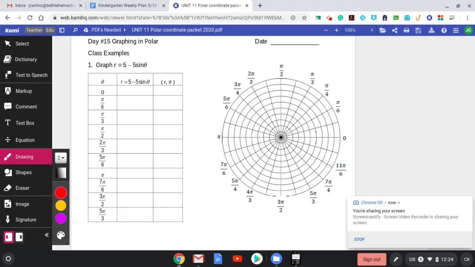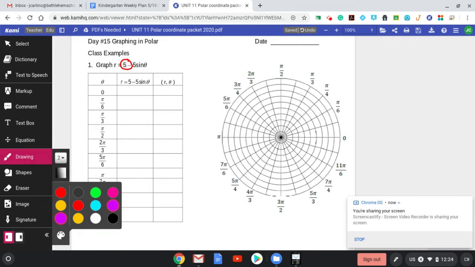All right, everybody. We're on day 15 now, which is actually our second day of graphing. On day 13, our first day of graphing, it was circles. A lot of different circles we ended up with. Now what we're going to do is tag on a plus or minus a number to it.